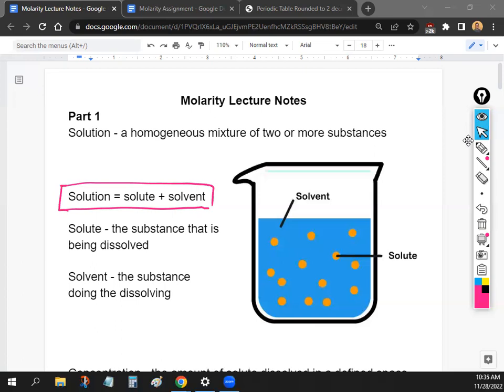Okay, now I got the definitions up there, but there's a very easy way to think about this. A solute is the thing that's getting dissolved, okay? And a solvent is the thing that's doing the dissolving.